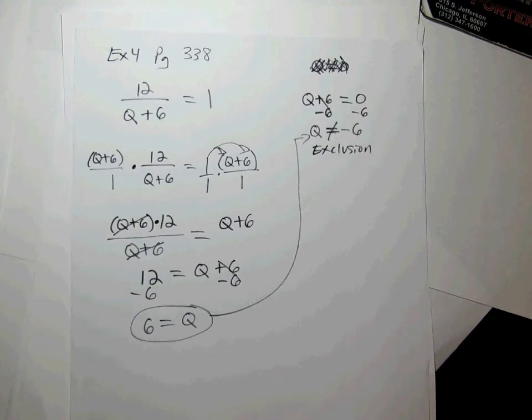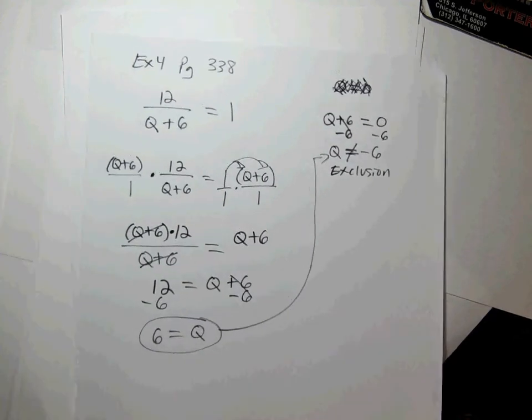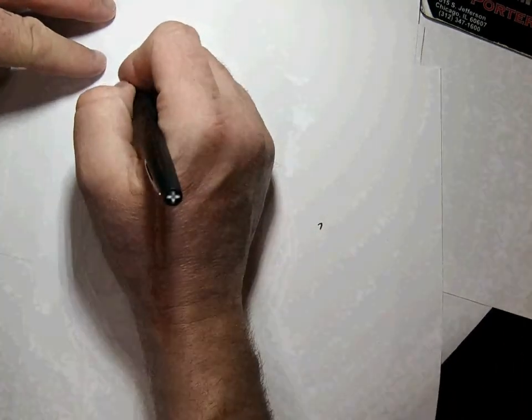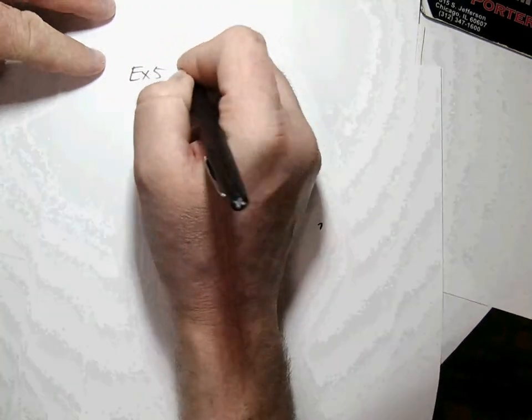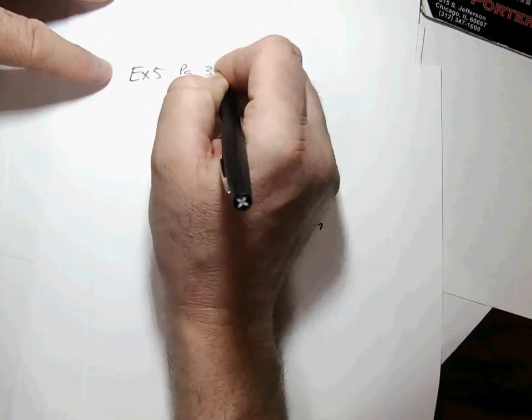Alrighty, let me see what lies ahead to decide if I should pause or not. Let's do one more. Alright, example 5 is where we really have some fractions cooking now. Okay, here's the beauty of this technique of clearing out the fractions. Example 5, page 339.